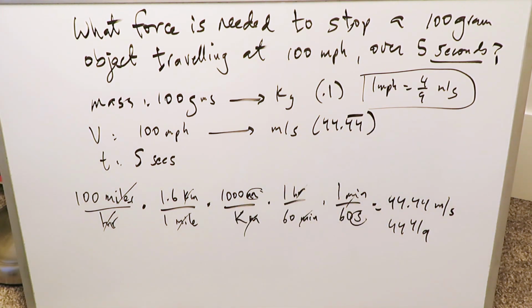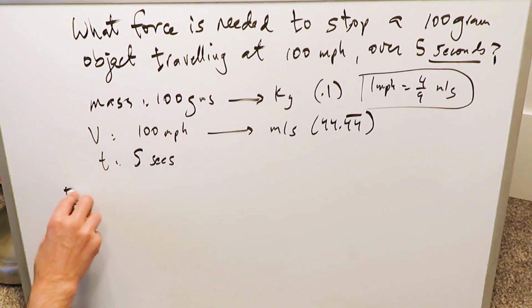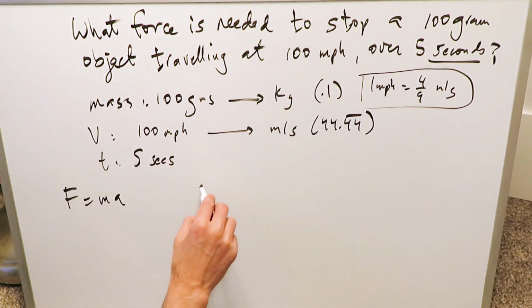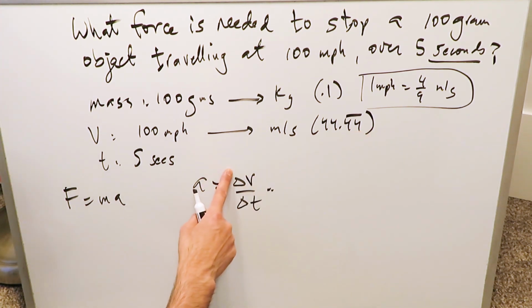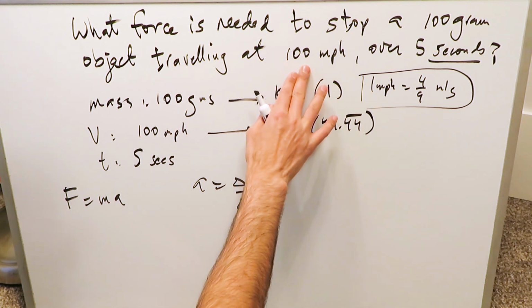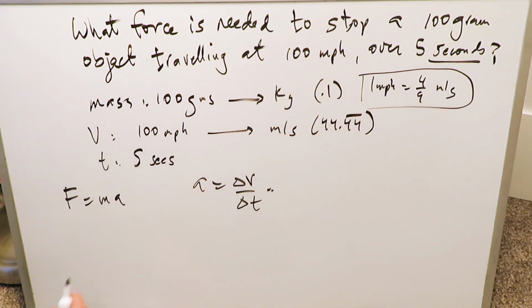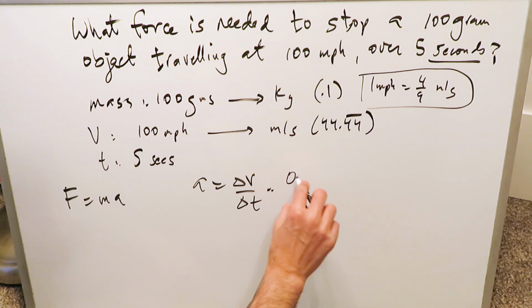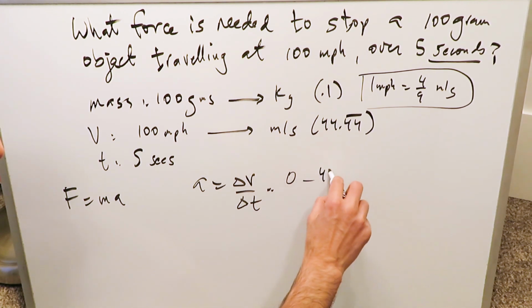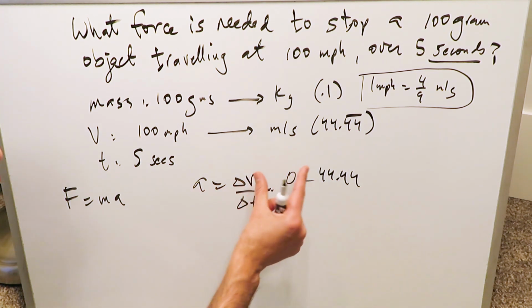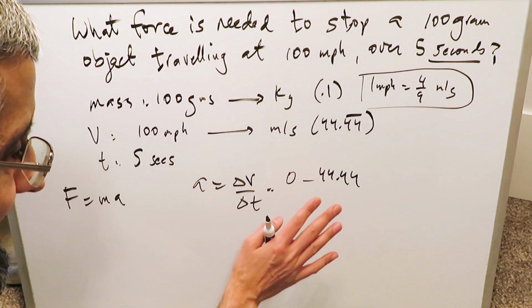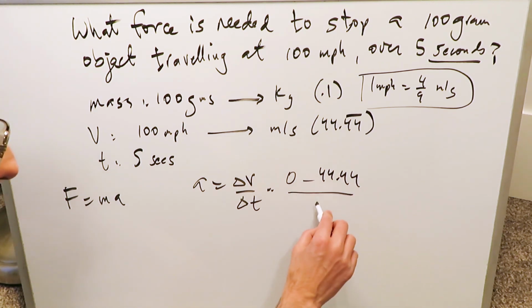Now we can answer our question. What are our equations? Force is equal to mass times acceleration. Acceleration is equal to change in velocity over change in time. We know our change in time is 5 seconds. We know our change in velocity will be the velocity it's at to 0. Our final velocity will be 0. Our initial velocity was 44.44 because here the object is already moving, so that moving velocity is your initial velocity. The final velocity is when the object stops, 0, divided by change in time, which is 5.